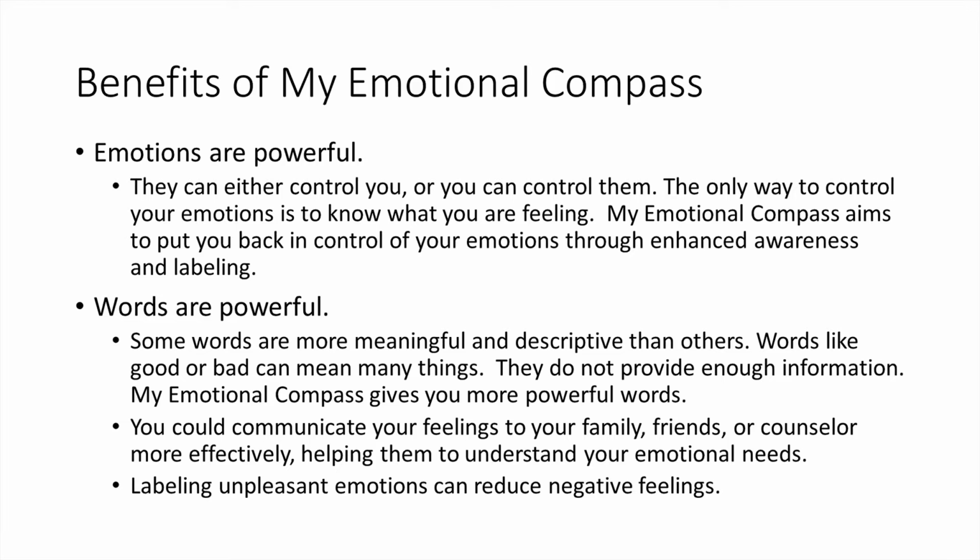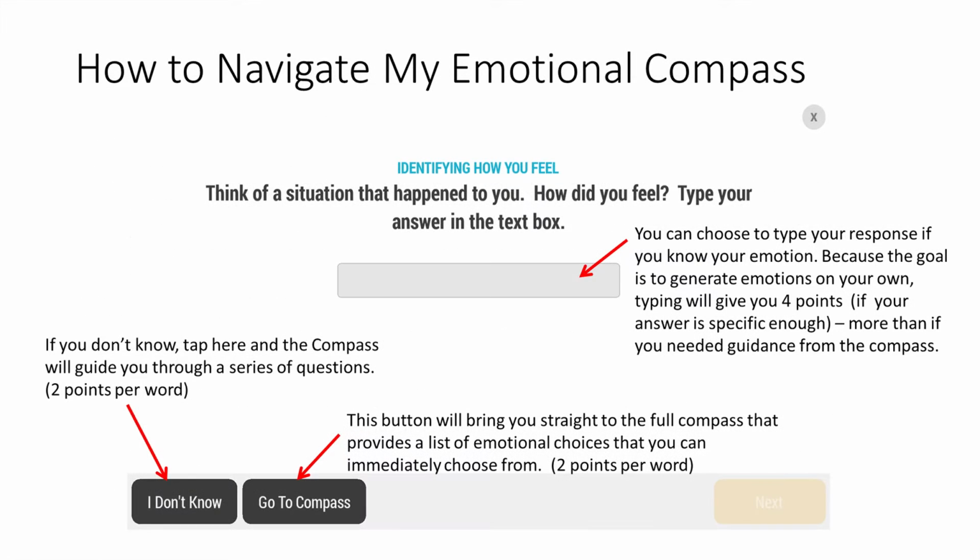Also, words are powerful. Some words are more meaningful and descriptive than others. Words like good or bad can mean many things. They do not provide enough information. My Emotional Compass gives you more powerful words and helps you to communicate your feelings to your family, friends, or counselor more effectively. There are several ways to navigate My Emotional Compass.